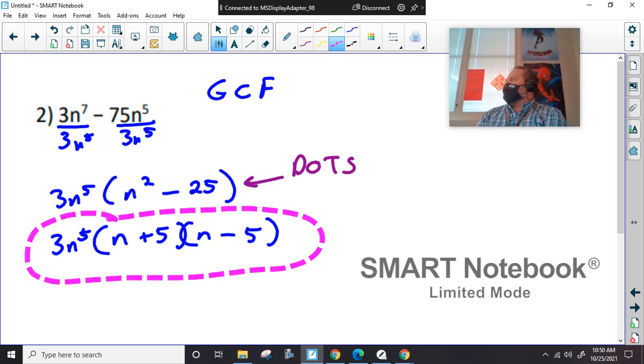Y'all all get it right if you just copy down the answer as I do it. So, roll tide. Some people can learn by not writing stuff down. I have to look at it, rewrite it, and rewrite it again. All right, are we good with number 2? Okay, moving on.